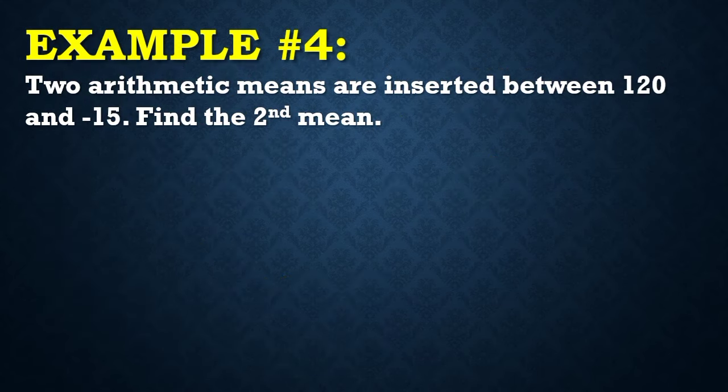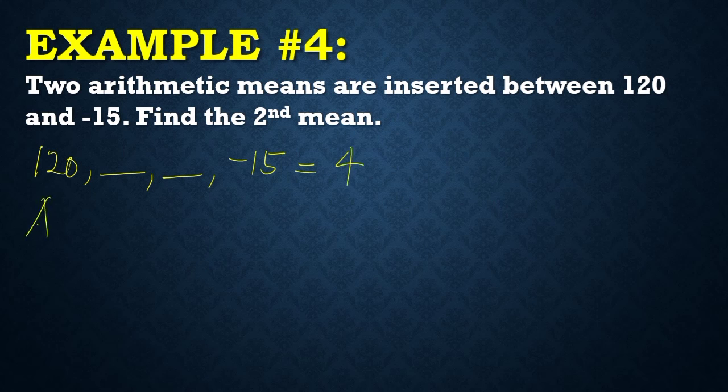So let's have example number 4. Two arithmetic means are inserted between 120 and negative 15. Find the second mean. So again, isusulat natin yung mga terms, 120, and then dalawang blanco, since two arithmetic means ang nire-require ng ating given problem, and then negative 15. So yung number of terms natin dito ay 4.